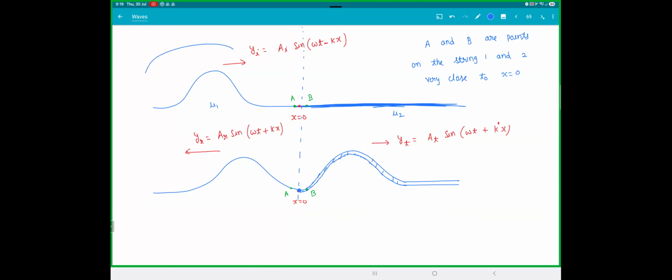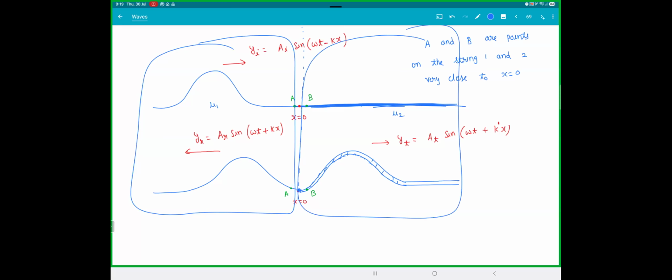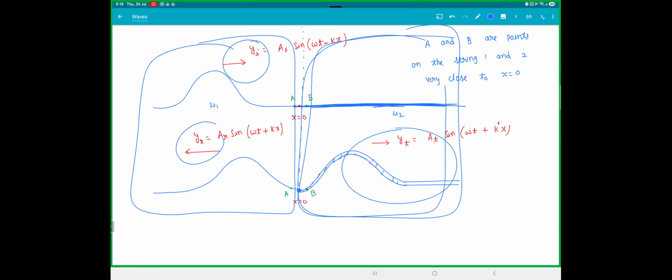If you look at the left string mu1, there are two waves on the left string. On the right string, there is only one wave. Agreed? So every particle that moves on the left string is because of these two waves. The incident and reflected are combining with each other and they're making the particles move. The particles on the right side are moving only because of the transmitted wave, because initially there is nothing on the right-hand side.